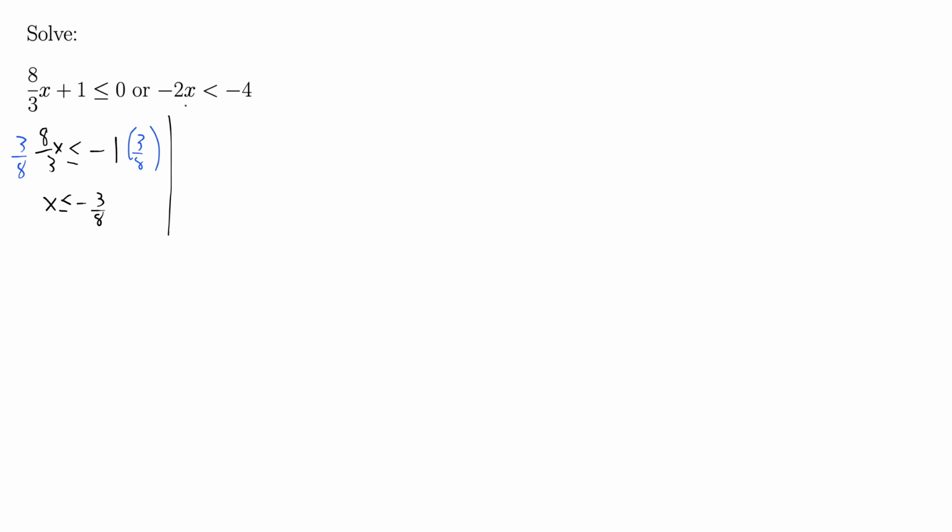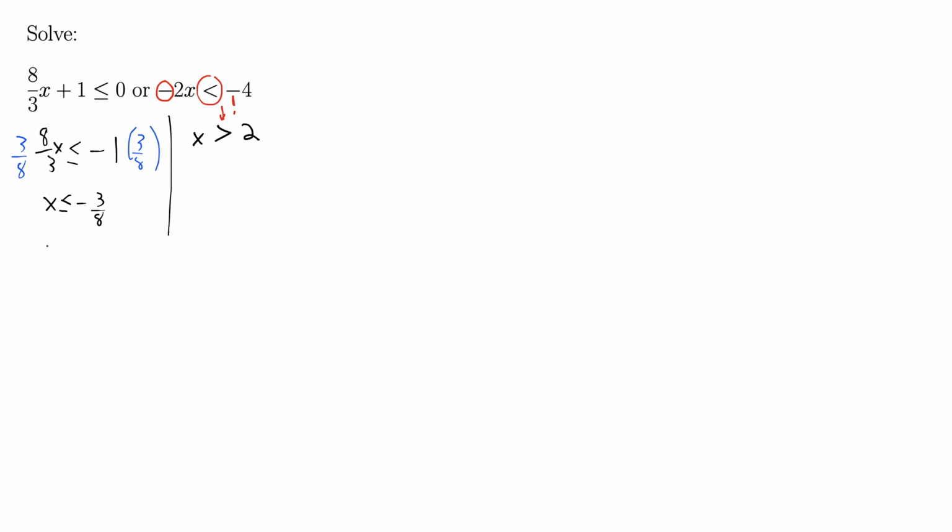Now on this other side, we just divide by negative 2. X greater than 2. Now, did you remember to change the direction of that inequality? Anytime you divide across an inequality by a negative, or multiply for that matter, you have to change the direction of that inequality. Okay, so this became x greater than 2.